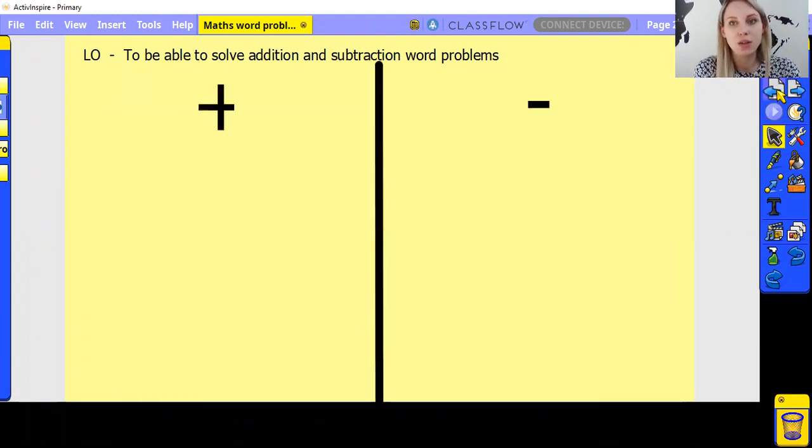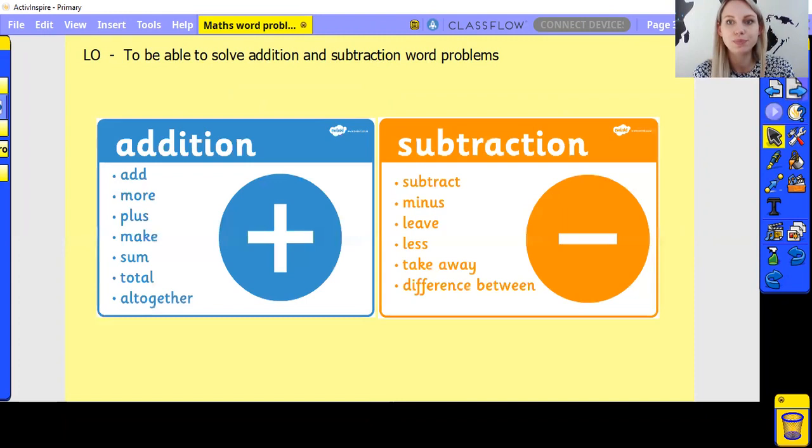So the first thing that you need to do when you see a word problem is to try and figure out if it's an adding or a subtracting word problem. And there are some words in the problems that give you a bit of a clue and tell you if you need to be adding or taking away. So we'll have a look at those.